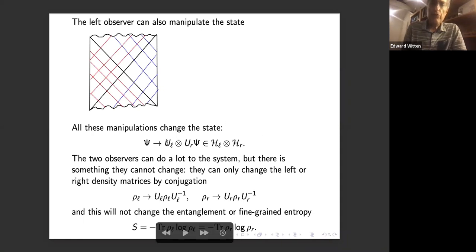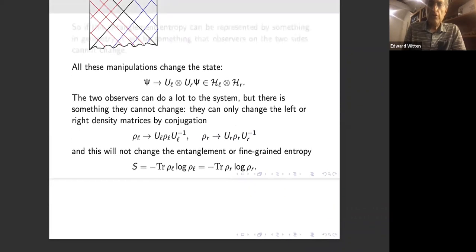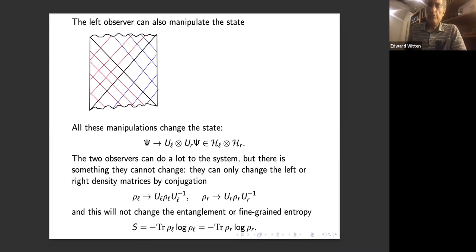Because when you act on the state with this unitary, you'll find if you construct a density matrix for the left system by tracing out the right system, that UR does not matter, and UL only transforms the density matrix by conjugation. Similarly, the right density matrix only transforms by conjugation. And this conjugation does not change the entanglement entropy between the left and right.